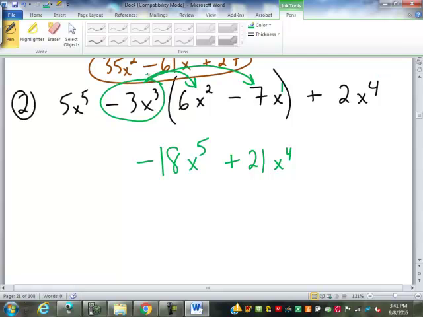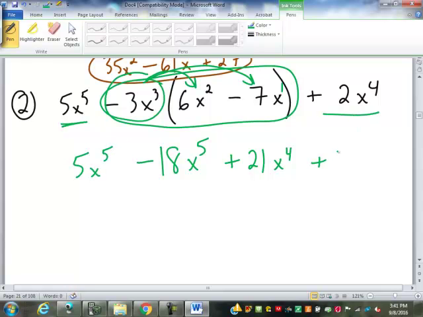So what we've done is we've used up this piece in here. Everything else is still there. So we still have the 5x to the fifth up front here. And we still have the positive 2x to the fourth on the back end. Are we done? No, we have things that have the same name. We have x to the fifth and x to the fifth. We should be able to combine those.